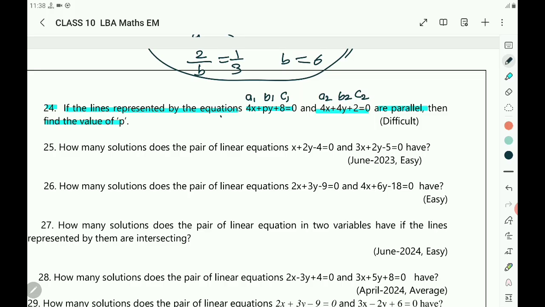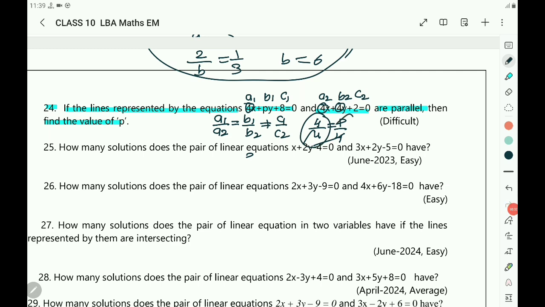Now take the relation a1 by a2 equals b1 by b2 not equal to c1 by c2. Now you take these two relations, that is a1 is 4, a2 is 4. Write 4 by 4 equals b1 is p, b2 is 4. Then you cancel this, so you get p equals 4.